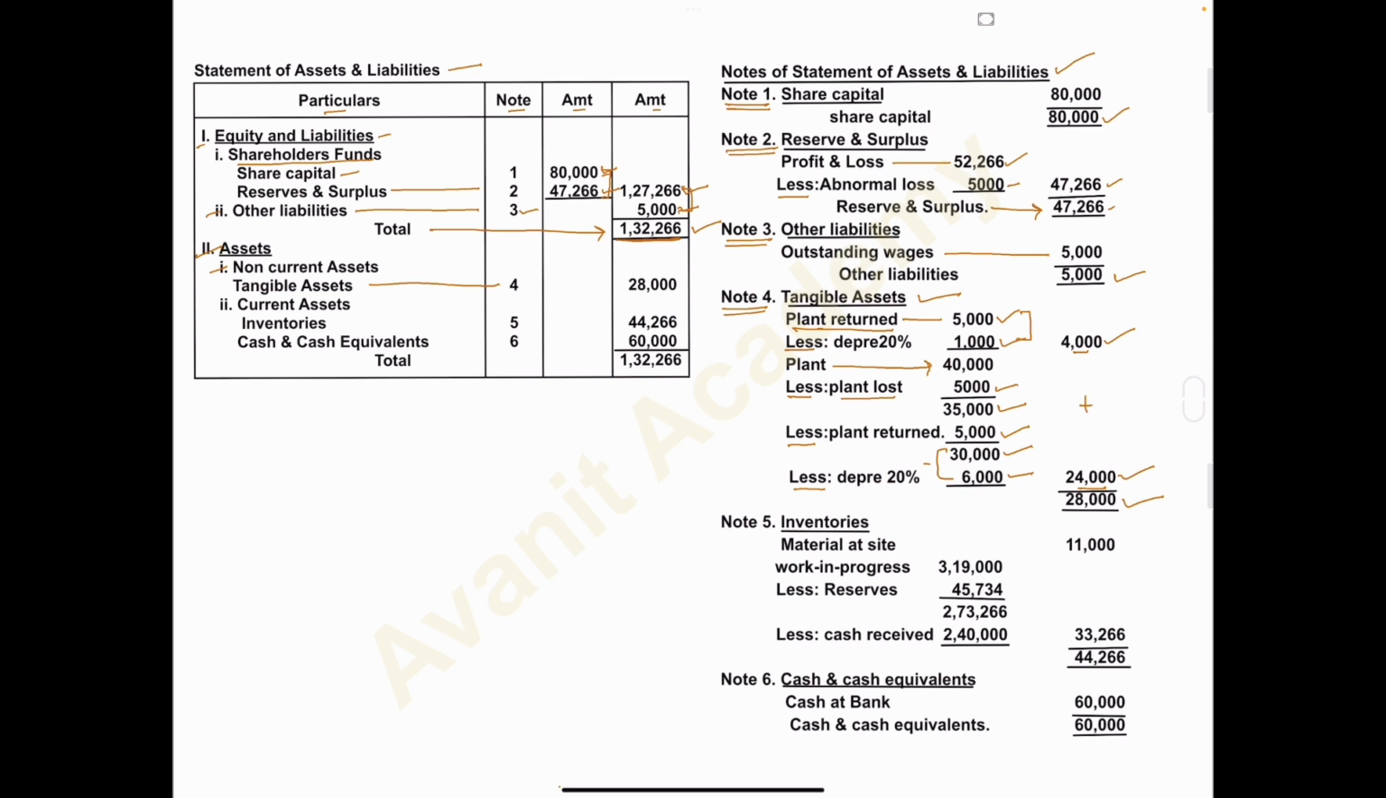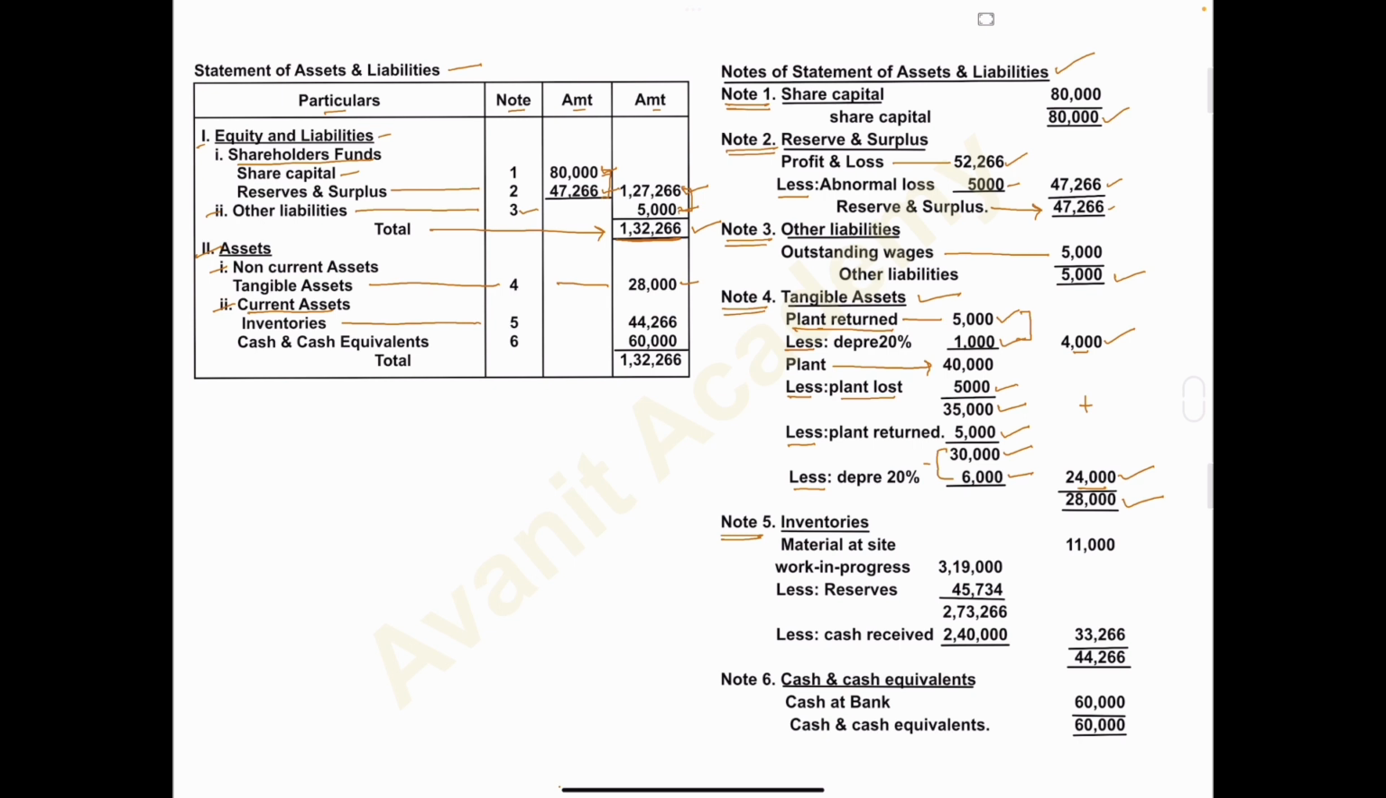Come to statement of assets and liabilities. Tangible assets, note number 4, amount is 28,000. Just we have calculated in note number 4. Second one, current assets. In current assets, what will come? Goods, that is inventory, cash, cash at bank, etc. So in that first we will take inventory. For that we have to prepare note number 5.